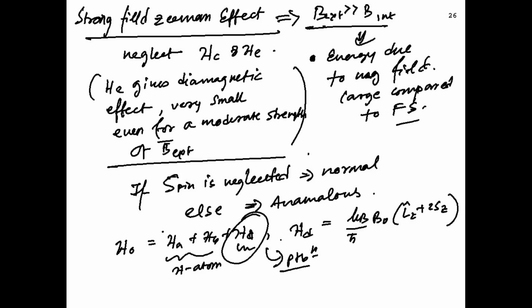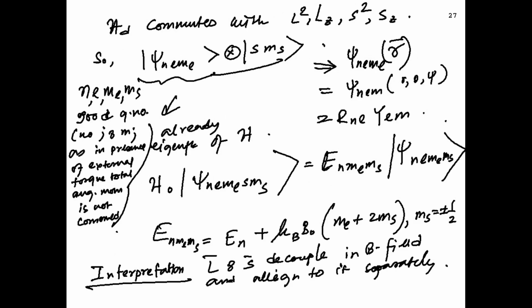So now my H naught is HA plus HB, which is the kinetic and potential term simply of the hydrogen atom, and then I have HD, and this whole thing I treat as H naught, but this part I treat as the perturbation. HD is nothing but mu_B by h bar times B naught times (Lz plus 2Sz), because I already said that the magnetic field is applied in the z direction. Okay, so now let us see what the effect of this is.